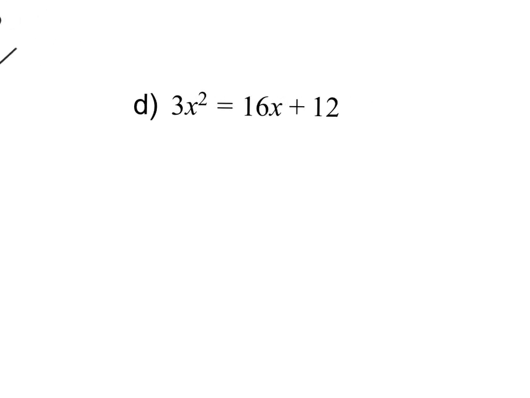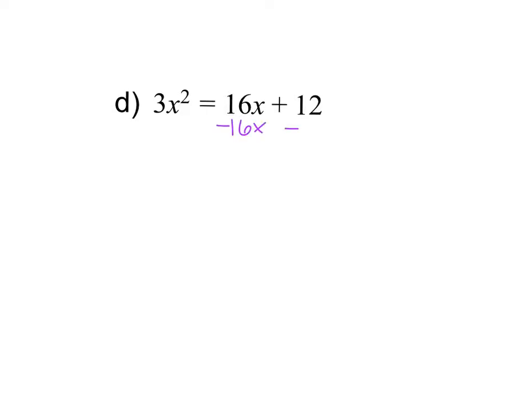All right, the next problem. Again, I couldn't just give you one with a 0 on one side. We have to move stuff over. I like to move it over to the left so my a value is positive. You can do it the other way. This is the way I prefer. And I'm going to do them both at the same time. So this would be 3x squared minus 16x minus 12 equals 0.